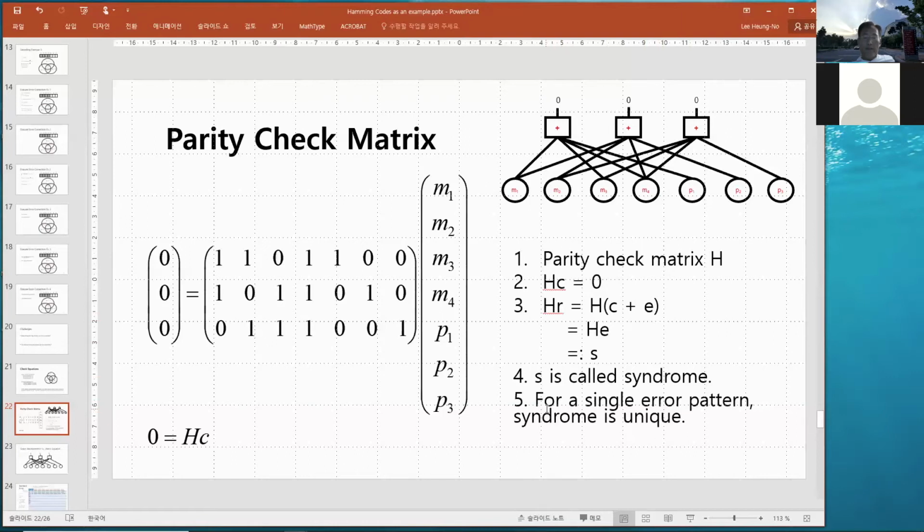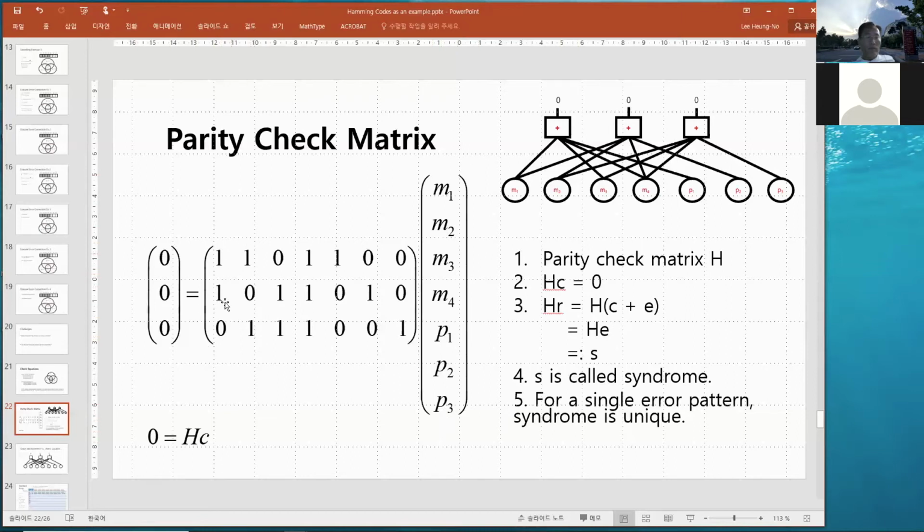And for a single error pattern, so out of these 7 places, only one position has a 1, and all the others are zeros, that syndrome is unique. So for example, when M1 is equal to 1 and the rest are 0, the syndrome is the first column vector, 1, 1, 0. When the syndrome is 1, 1, 0, the first bit has to be flipped because there was an error.